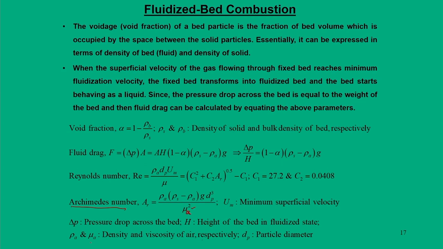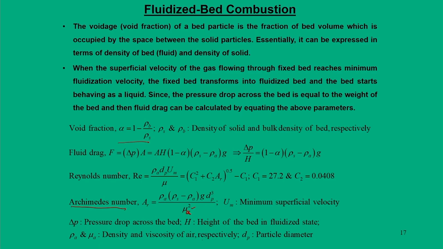Mu A is the viscosity of air, and dp is the diameter of the fluid particles, rho A is the density of air, rho S is the density of solid, and rho B is the bulk density of the bed. So, first thing that we need to calculate is the void fraction, which can be correlated with respect to density, that is 1 minus rho B by rho S. Rho B stands for the bulk density of the bed, and rho S stands for the density of the solid, because we have two densities.